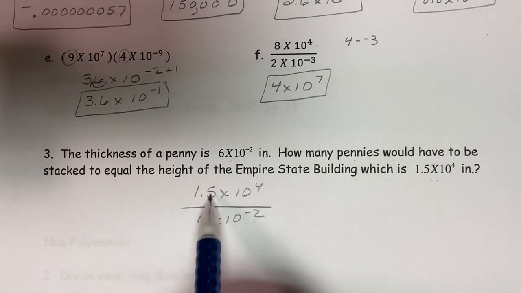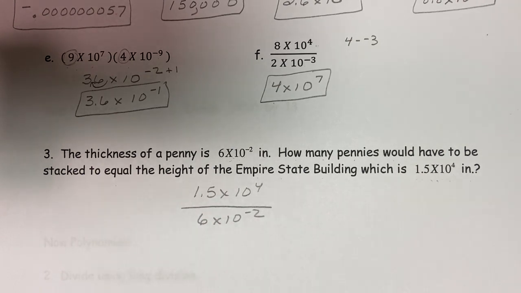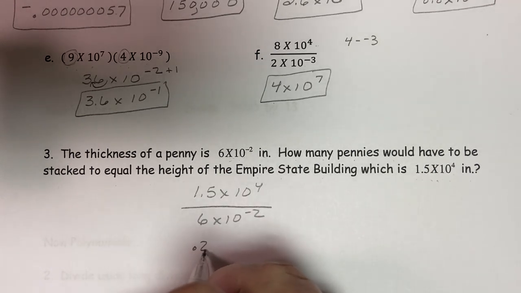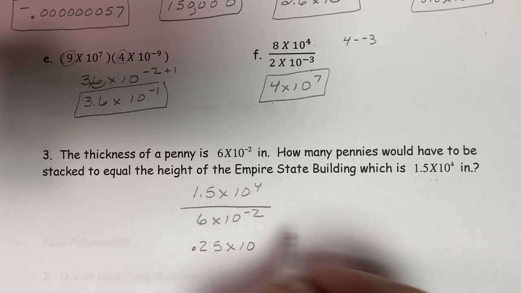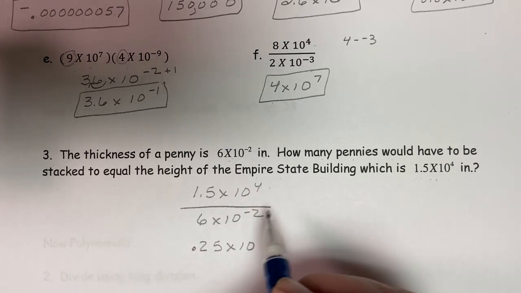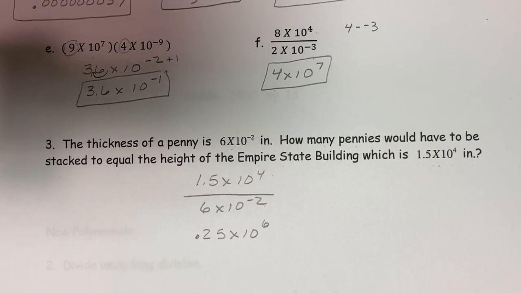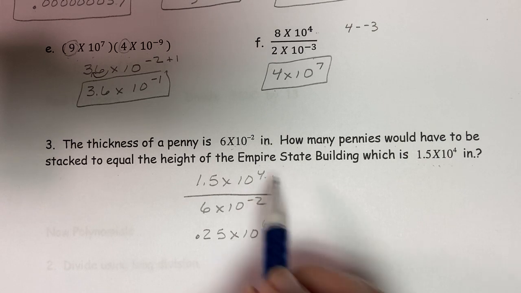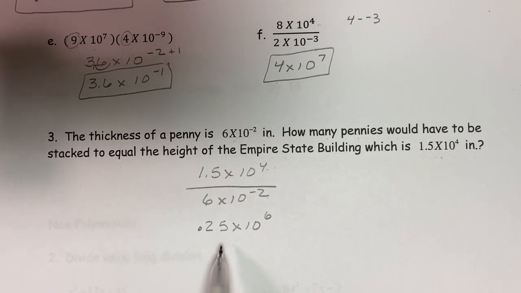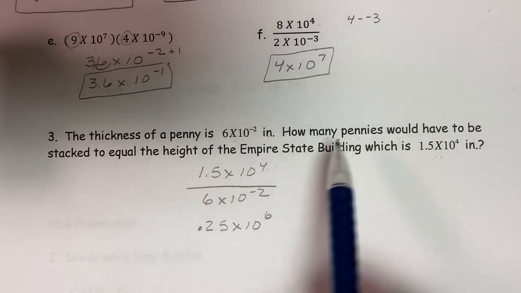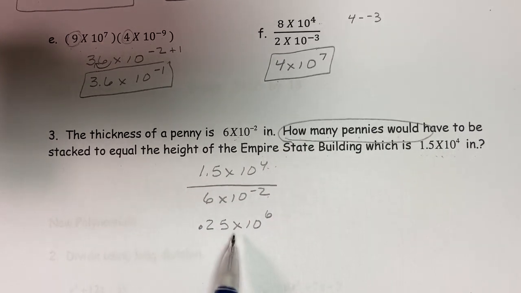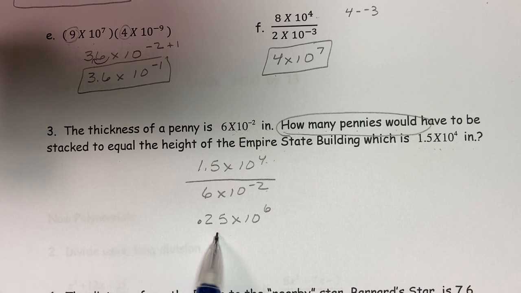Okay, well, so let's go ahead and divide 1.5 divided by 6. That's going to give me 0.25 times 10 to the 4 minus negative 2, which is the 6th power. Think of it as the negative 2 goes upstairs. Okay, so now we should state our answer in scientific notation, even though it doesn't say to. Let's go ahead and do that. Actually, it says how many pennies. So in my opinion, it would make more sense if we just take this out of scientific notation.